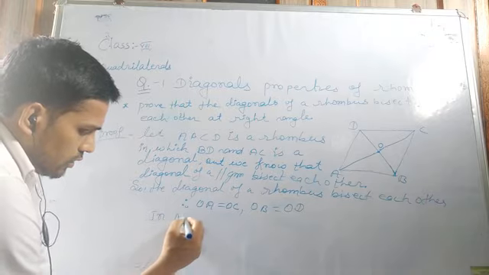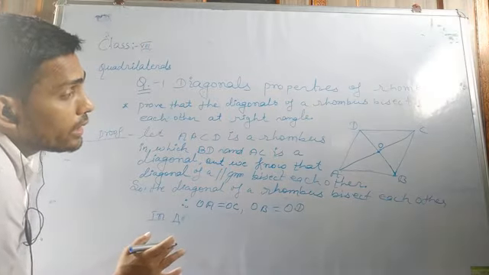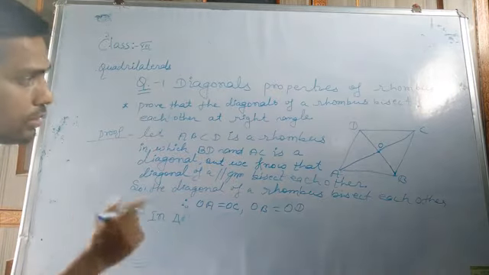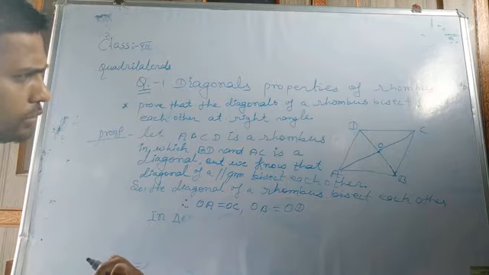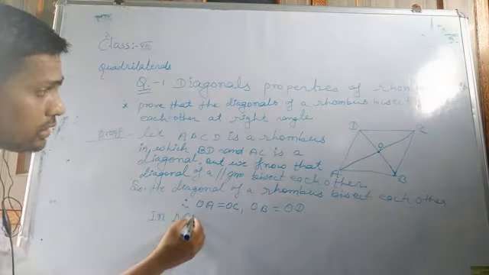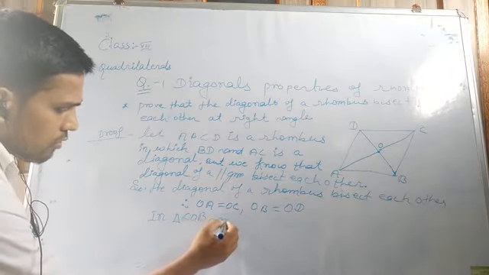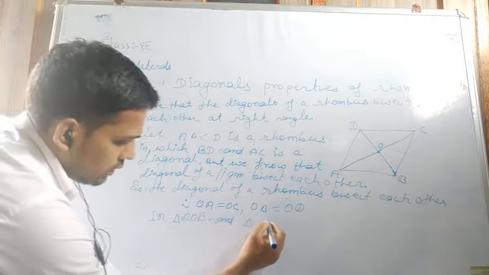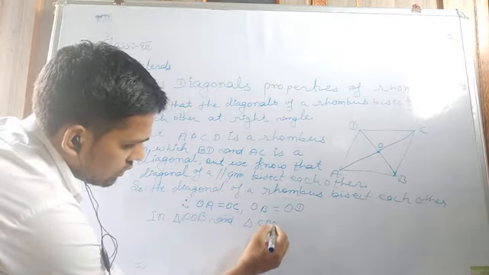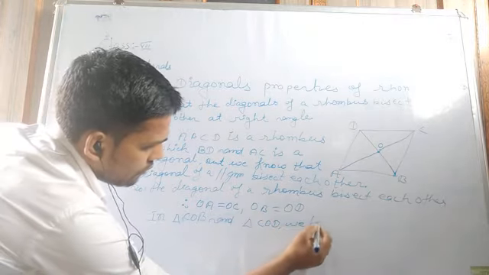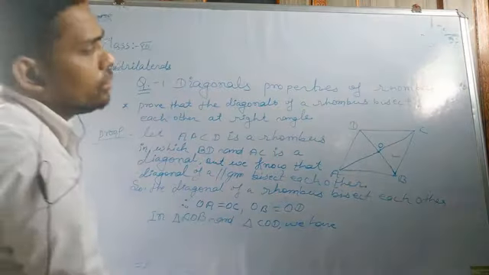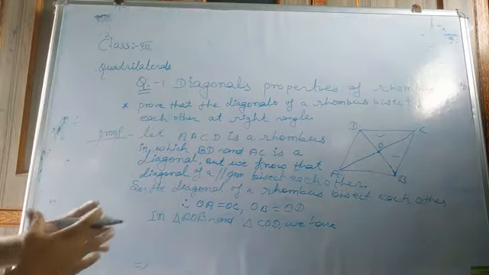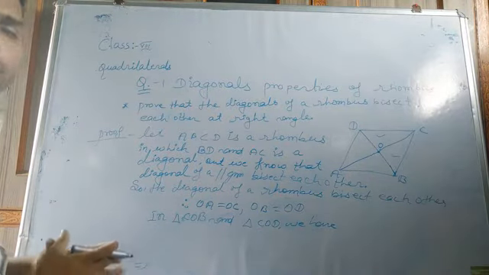in a triangle, we can take any triangle. We can take BOC, and AOD, and COD, and triangle COB. Both triangles I have taken. I am going to prove with the help of triangles.